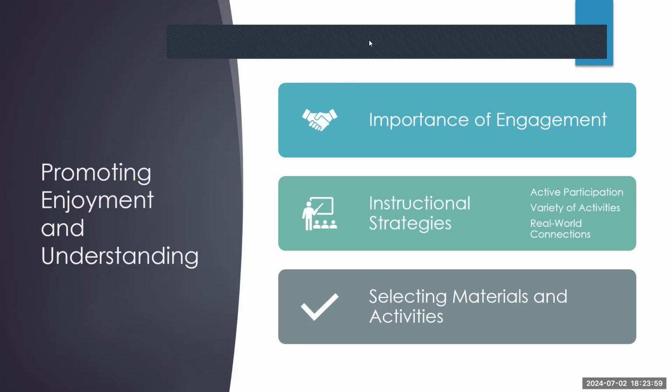So how are we going to do this? We're going to do this through active participation. That means we're encouraging students to participate in improvising and role playing. We're trying to get them acting out things. We're also going to give them a variety of activities. So we want to use a mix of activities such as drama games, script reading, and performances to help get them to try it out.